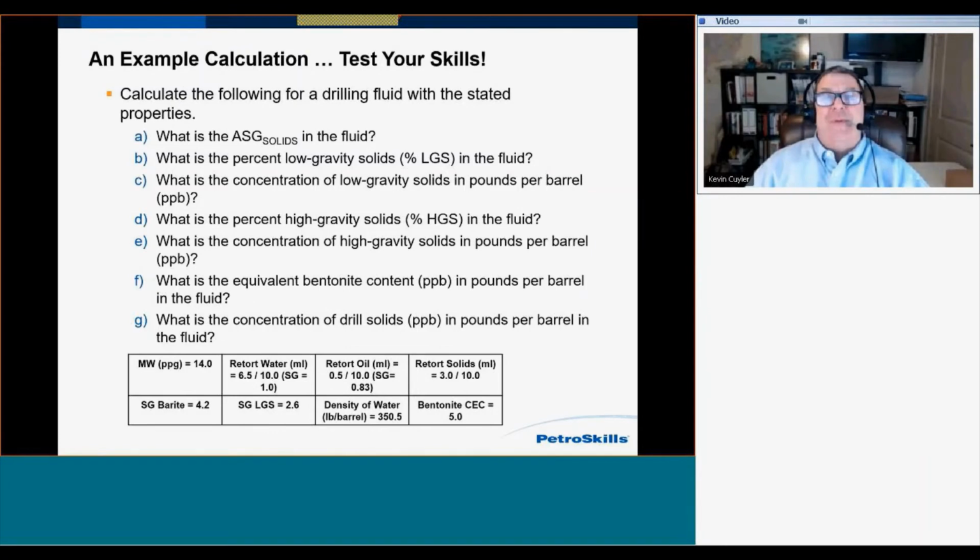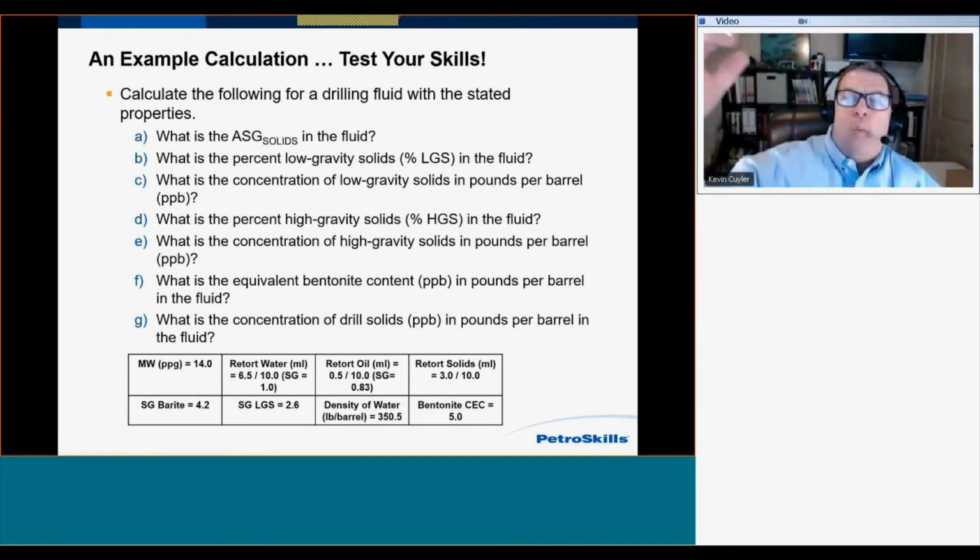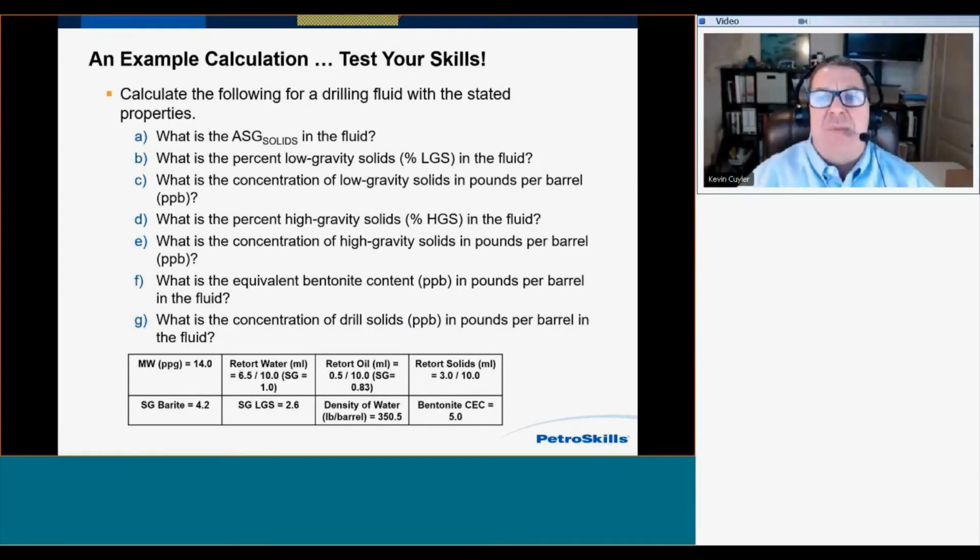This, as I said, will be distributed to everyone on the call. Clay will send this out along with a copy of the slides. And I put a little bit of a quiz in here. You can kind of test your knowledge. And I'm asking you to walk through the different calculations that every mud engineer does every day at the well site. Calculating the ASG, calculating the percent low gravity solids in the fluid, the pounds per barrel in concentration. Then we will do the same for high gravity solids. Then we'll calculate the bentonite equivalent, and we will also calculate the drill solids that are in the fluid.